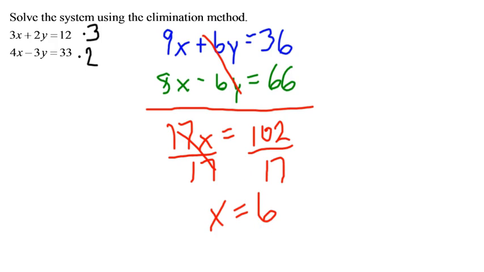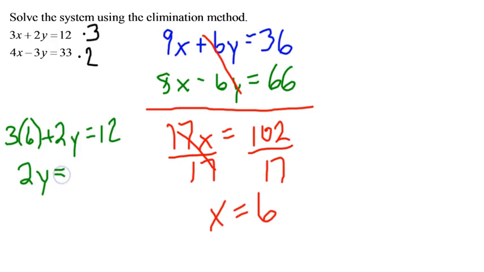So now we need to pick one of the equations. Doesn't matter if we pick the first equation or the second equation. Going to plug that x value in. So we get 3 times 6 plus 2y is equal to 12. 3 times 6 is 18. So if we subtract that to the other side, 12 minus 18 is negative 6. Divide by 2, y is equal to negative 3. So our solution, our ordered pair to this system would be 6, negative 3.